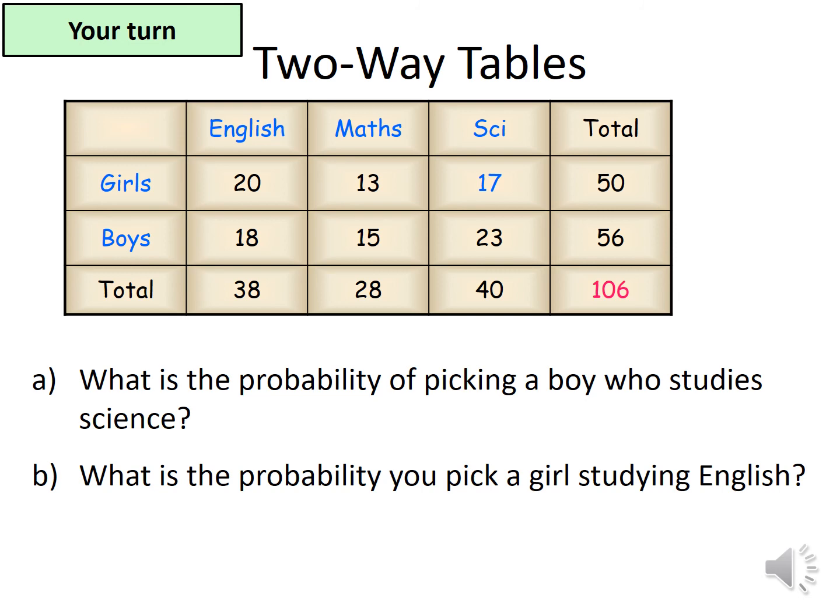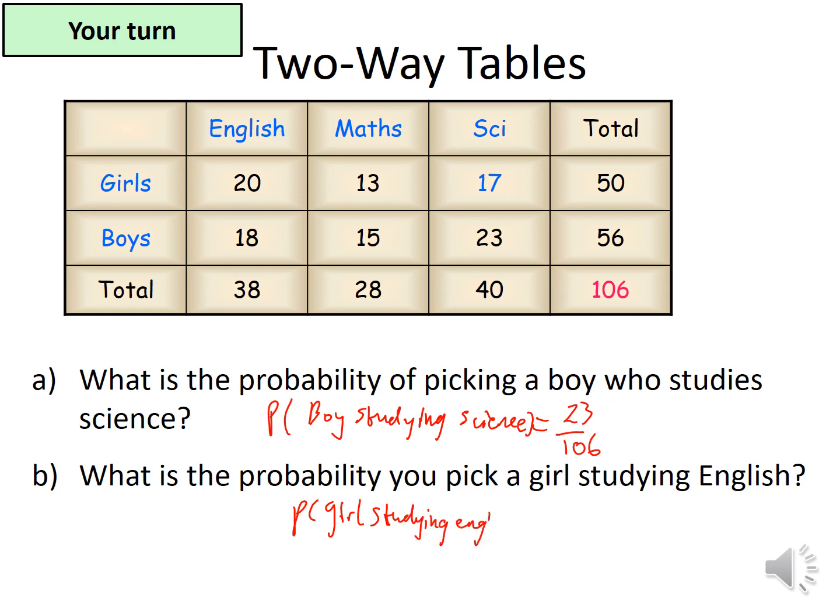Okay, welcome back. So the probability of picking a boy studying science is equal to 23 over 106. And the probability of a girl studying English is 20 over 106. You can simplify that further.